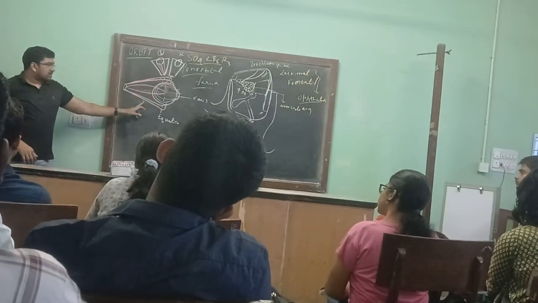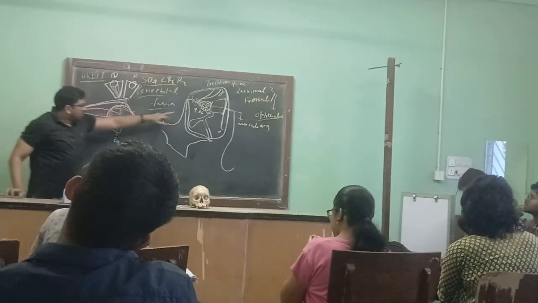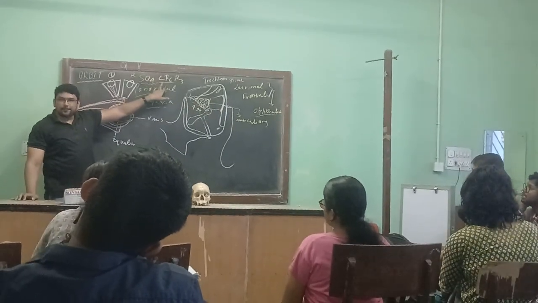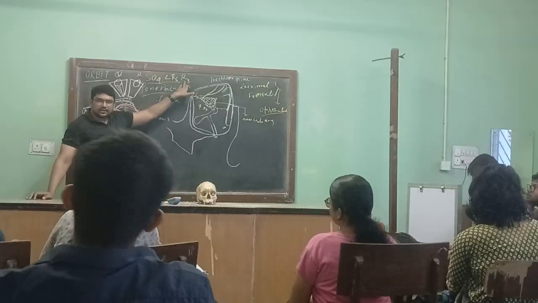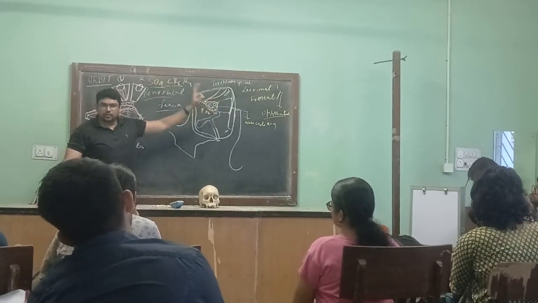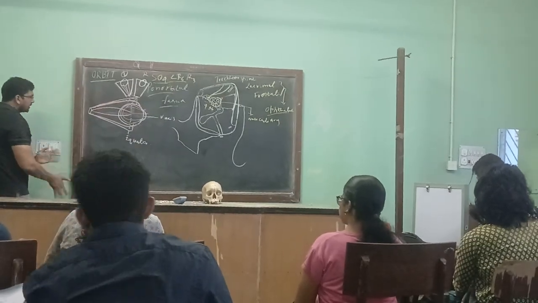So all these extraocular muscles will be supplied by what? Superior oblique is supplied by the trochlear nerve. Lateral rectus is supplied by the abducens nerve, and the rest of the muscles will be supplied by the oculomotor nerve, which will be divided into upper ramus and lower ramus, superior ramus and inferior ramus. Okay, that's it. Fine, now done.